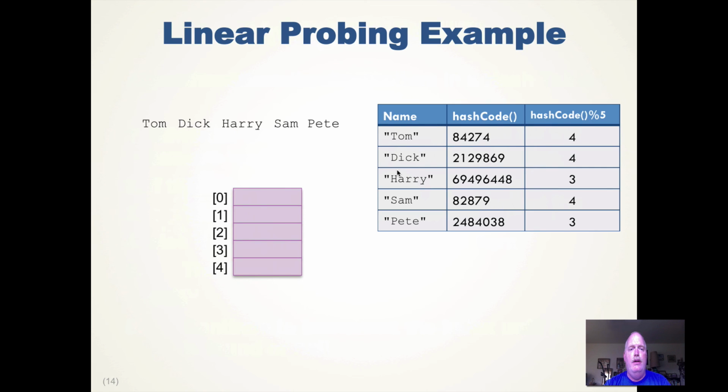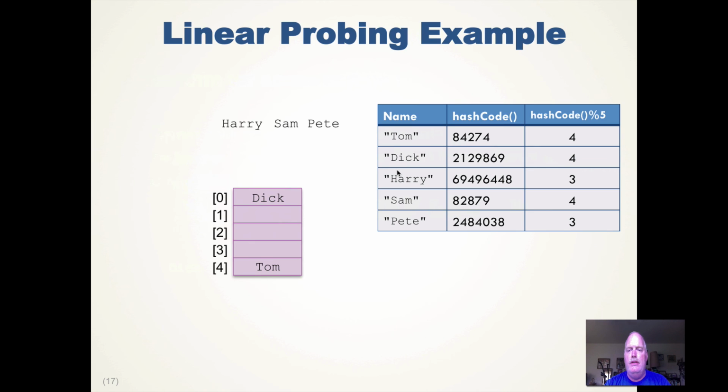So here's an example of linear probing with 5 strings: Tom, Dick, Harry, Sam, and Pete. Their hash code, we mod the hash code by the size of the table, which is 5, and then we're going to stick the strings in starting with Tom. So Tom goes into slot 4, and then we want to add Dick, but Dick's index is 4, so we need to increment 4, make it 5, mod it by 5, which makes it 0, and so we stick Dick into slot 0.